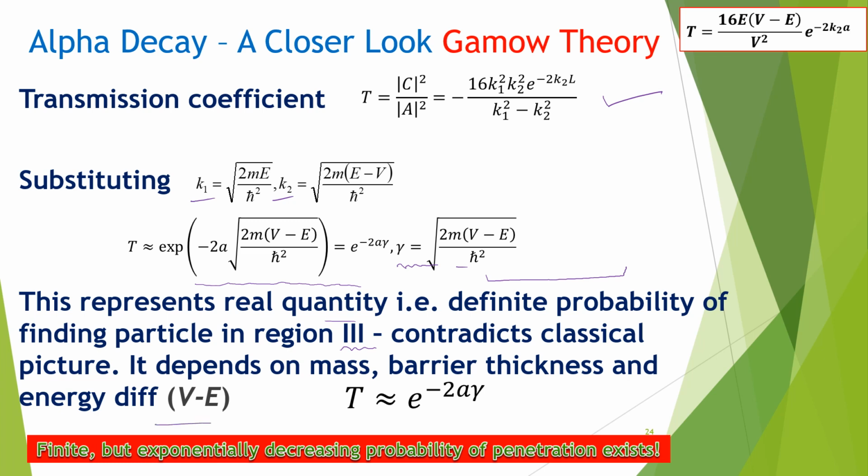So here you can observe, I want to highlight also this transmission coefficient. It depends on barrier width, barrier thickness, size of the nucleus, you can say. Then the energy difference V minus E and mass of the particle which is crossing the tunnel. So a finite but exponentially decreasing probability of penetration exists. This is a revolutionary thing.